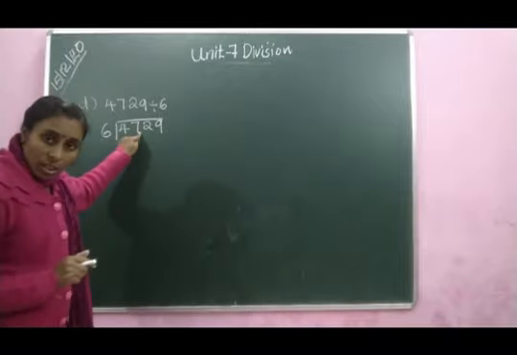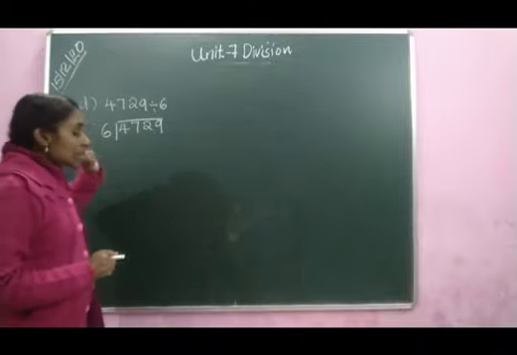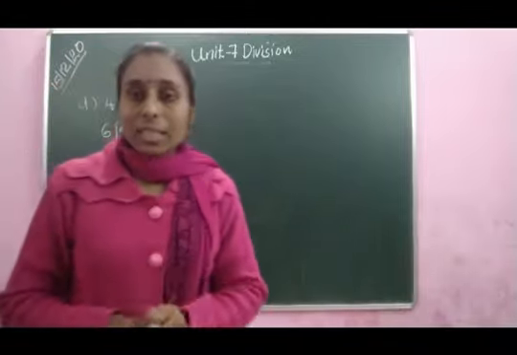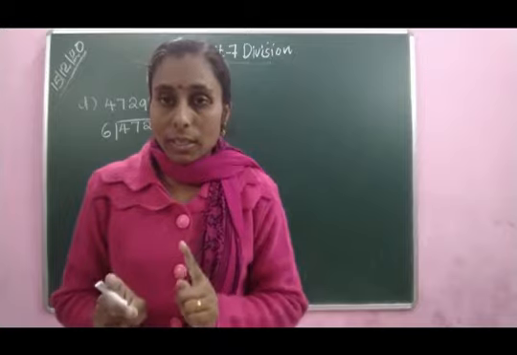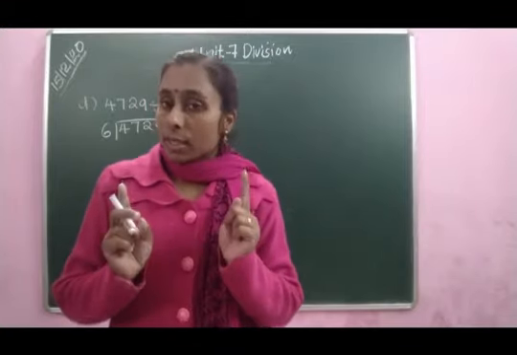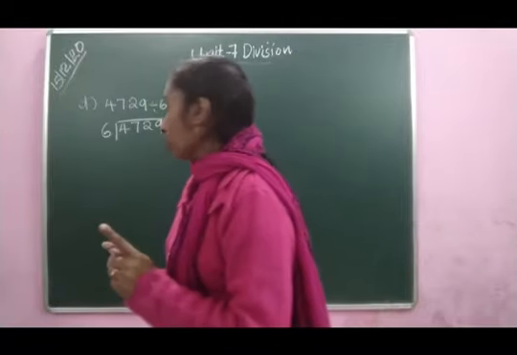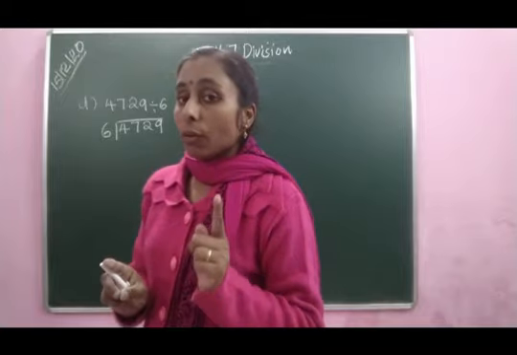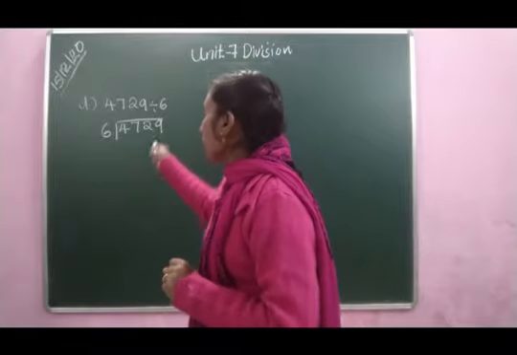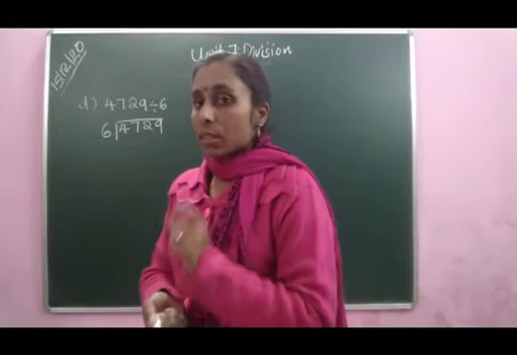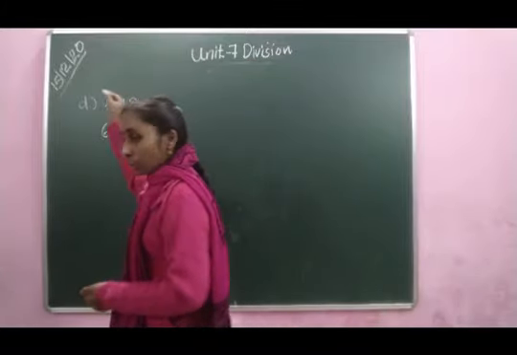Then we should take the next number, 47. How many 6s are in 47? 6 1s are 6, 6 2s are 12, 6 3s are 18, 6 4s are 24, 6 5s are 30, 6 6s are 36, 6 7s are 42, 6 8s are 48. Here only 47 is there, so 6 7s are 42. Okay, so we have to write 7 here. Then do the next step.